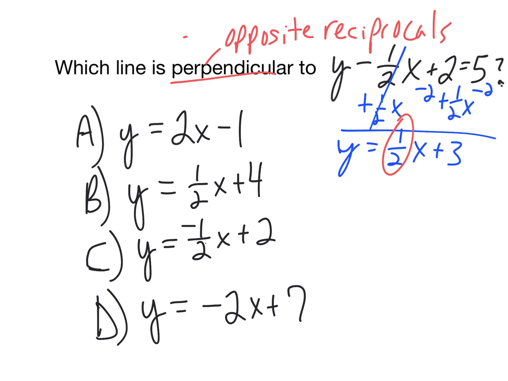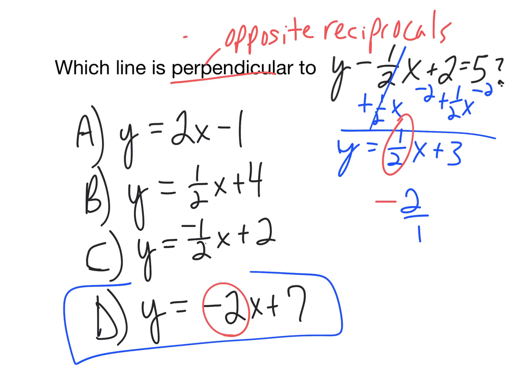So we want our other slope to be the opposite reciprocal of that. So the reciprocal of that would be 2/1. Opposite of that would be a -2. We want the slope to be -2. And if you look at these answer choices, they are all already solved for y. So we're just looking for which one has a slope of -2. Since it's already solved for y, I can easily see that would be choice D.